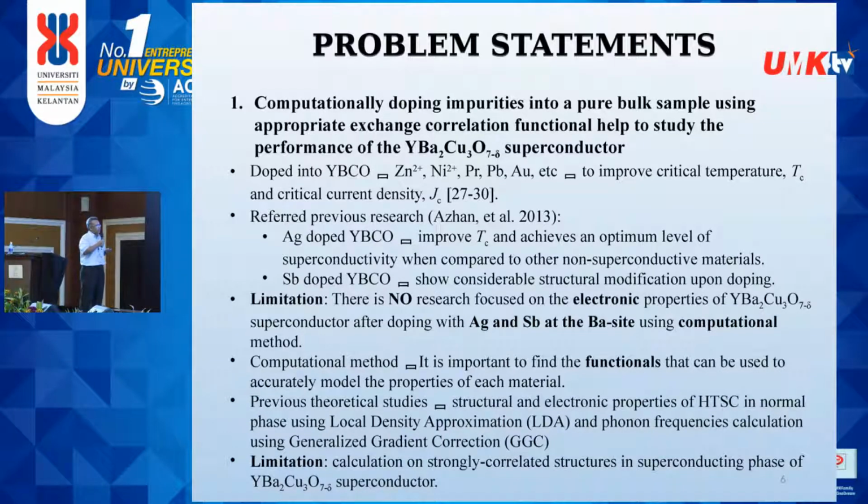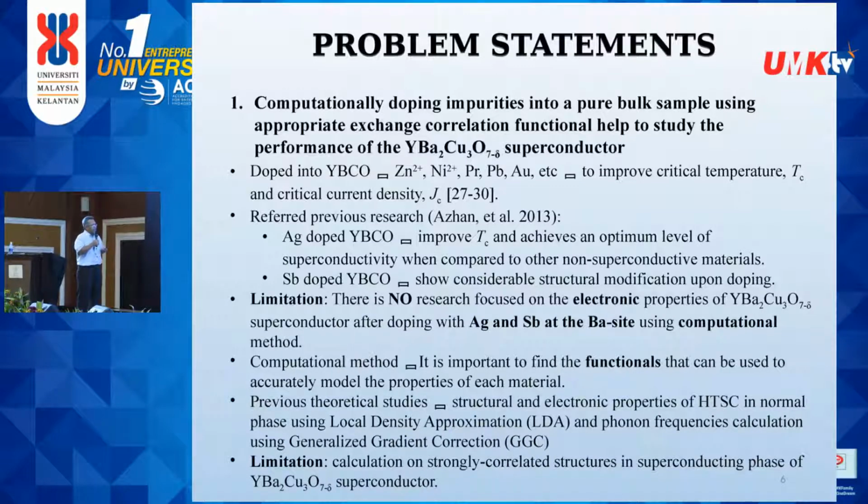And this computational method is important to find the functionals that can be used to accurately model the properties of each material. So in CASTEP, there are many functionals, and you have to choose which one best fits your experimental data. Later on, if we find that this functional works with our experimental data, we can use it if you want to modify it later, right?